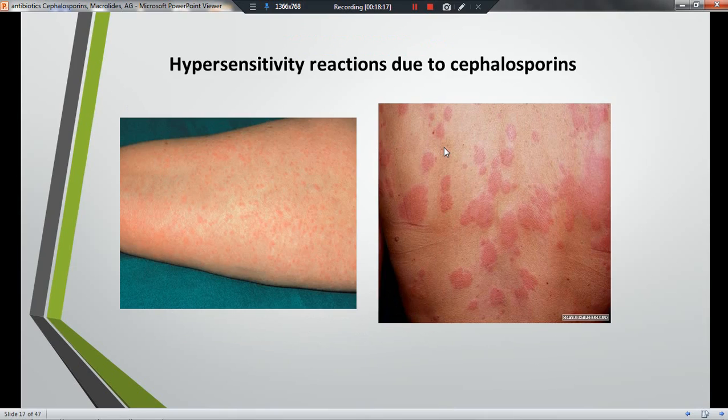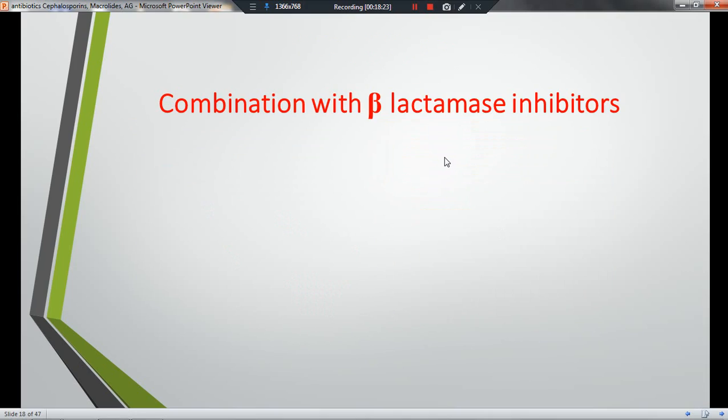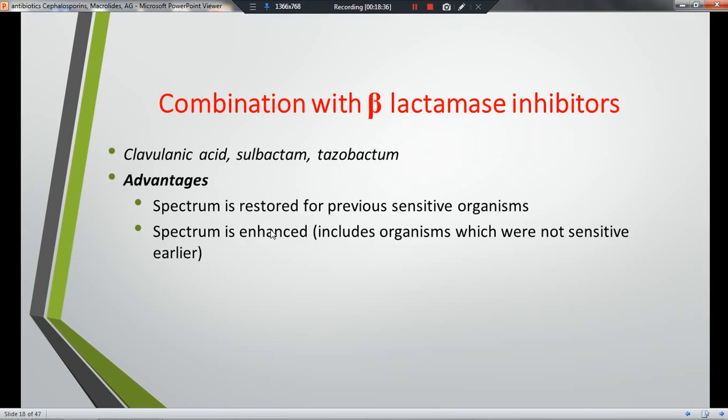These are the hypersensitivity reactions that are seen due to cephalosporins. And just like penicillins, you also combine the cephalosporins with beta-lactamase inhibitors like clavulanic acid, sulbactam, tazobactam and all. Why? Because you can restore the spectrum for previously sensitive organisms who have developed resistance by forming this beta-lactamase enzyme. By combining with these beta-lactamase inhibitors, you can restore the spectrum, plus you can enhance the spectrum, which includes organisms which were not sensitive earlier.